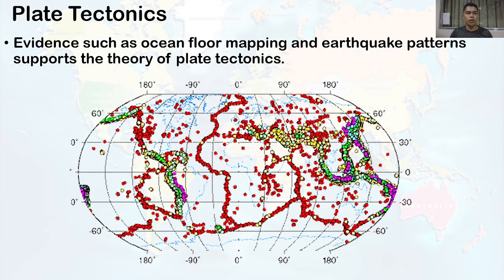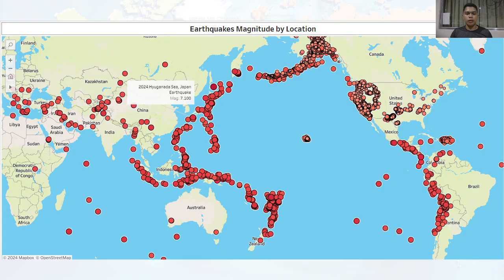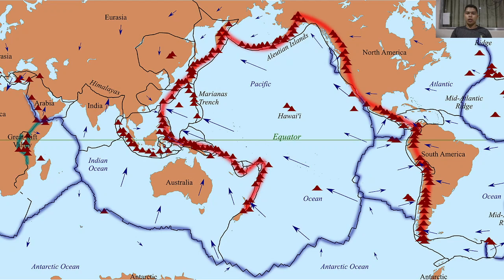Evidence such as ocean floor mapping and earthquake patterns supports the theory of tectonic plates. Why? As you can see here, these are the different locations of the earthquakes. Each earthquake is located only in the areas where faults are located as well. There is a fault in that area, including, as you can see in this picture, the Pacific Ring of Fire, where our country, the Philippines, is a part.